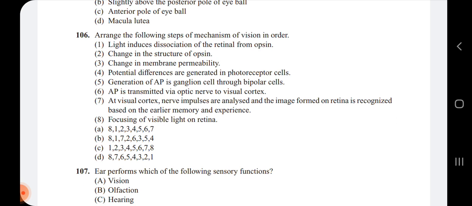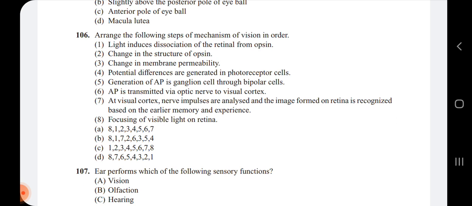to the bipolar cells. By the bipolar cells it is carried to the optic nerve, and the optic nerve is going to take it to the visual cortex. There they are going to analyze and identify the image. So this is all with respect to the mechanism of vision in order.